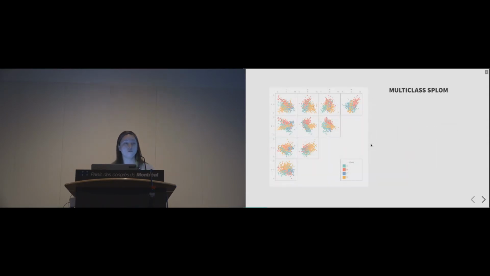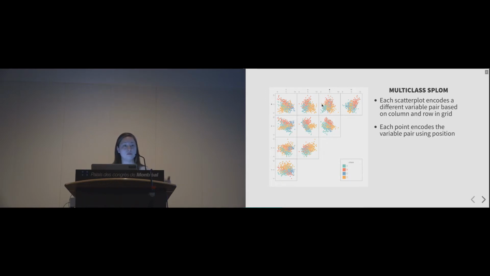So I just want to go through some really quick background. A multi-class SPLOM is basically a grid of scatter plots. Each scatter plot encodes a different pair of variables based on its column and row position in the grid. For example, here, this is a scatter plot in column W and in row V. So in this scatter plot, we're encoding values of W using horizontal position and values of V using vertical position. If I move to a different cell in this grid, for example right here, this is now encoding X values using horizontal position, but it's still encoding V values using vertical position.